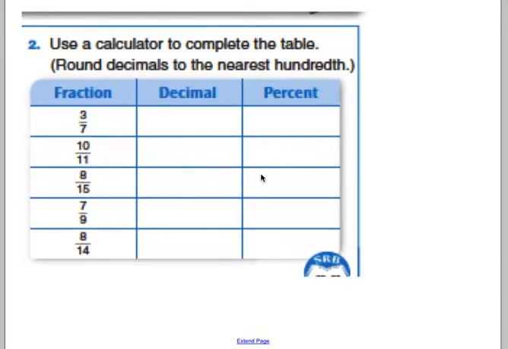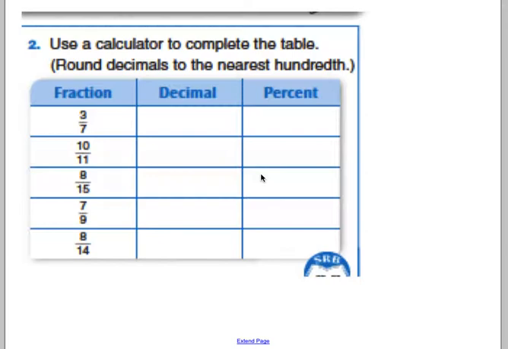Let's talk about how you take a fraction and change it into a decimal and into a percent. Now, if you recall that every fraction can also be looked at as a division problem. If you think numerator divided by denominator, that is all you need to do to change your fraction into a decimal. Whether you are able to use a calculator or not, you just divide the numerator by the denominator.